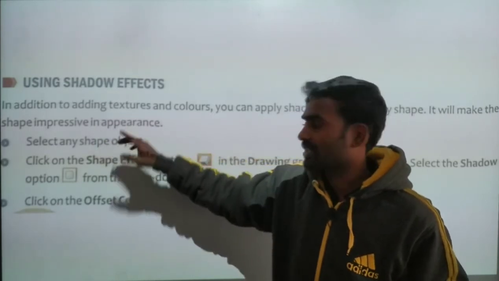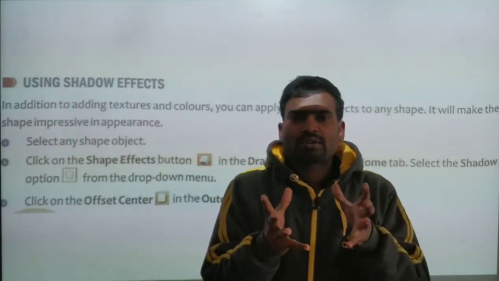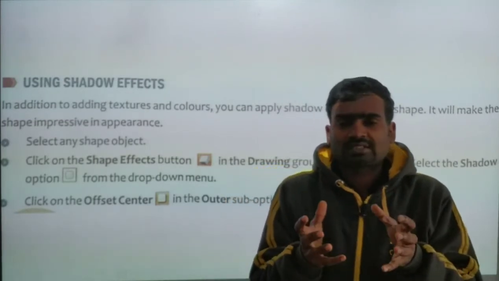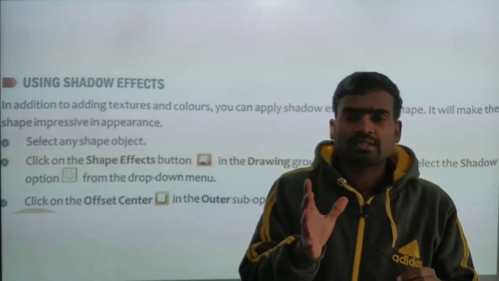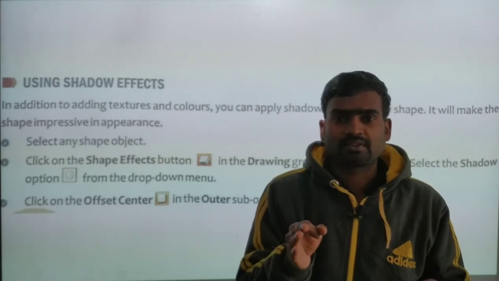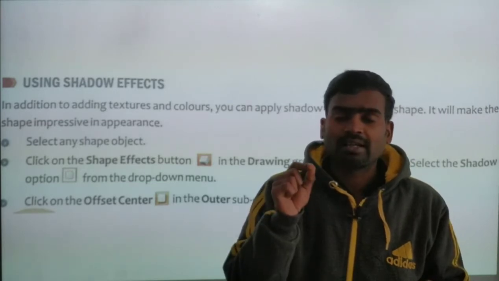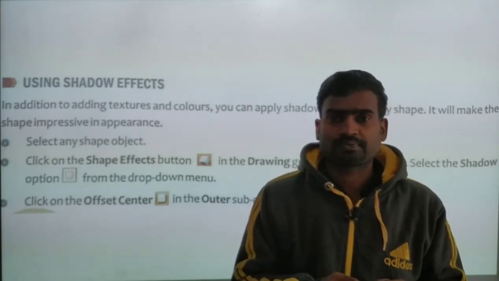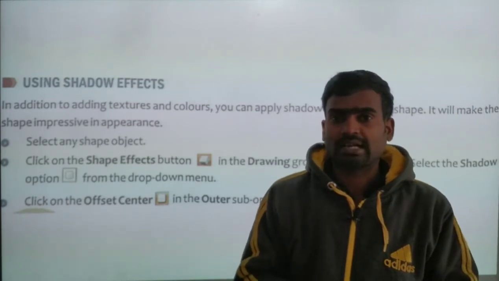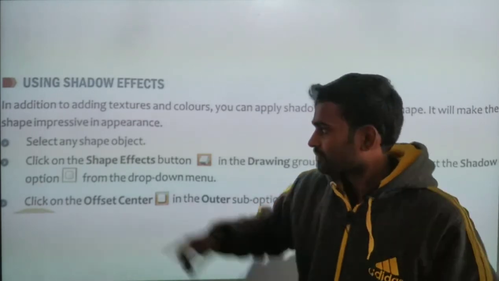How to do that, sir? Simple. When we add shadow effects to the text or object, it will be more impressive, very attractive. So people will like to see that image. In that way we can make it. How to do that? It's very simple.